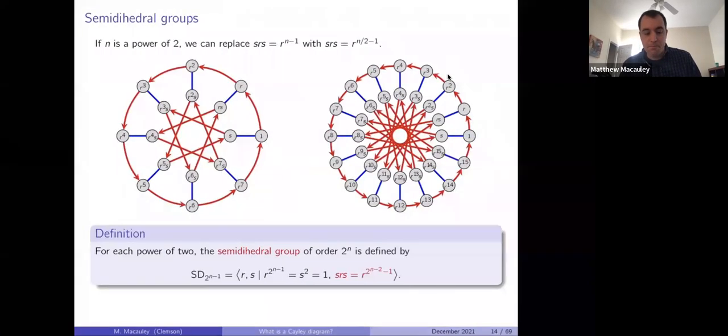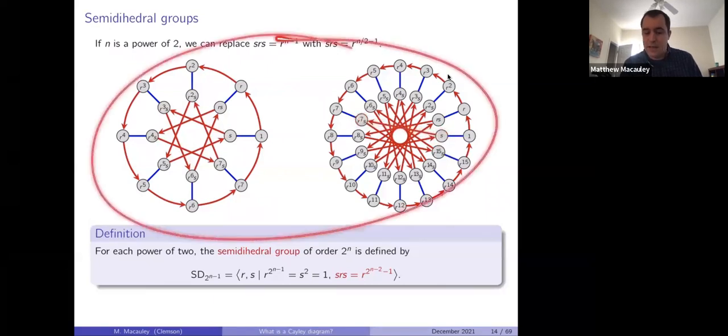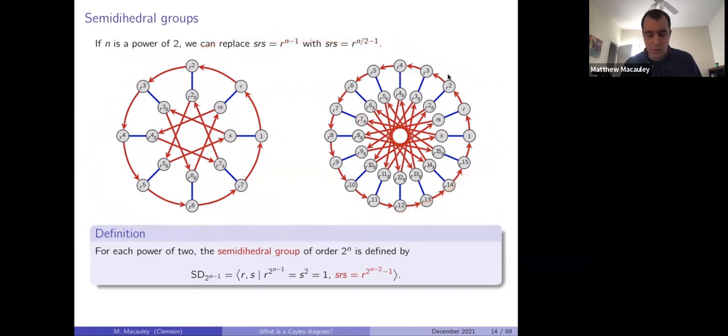Well, one answer is the semidihedral groups. This only works if n is a power of 2, but you go halfway across and then -1 to connect. So the red arrow internally jumps halfway across with a -1 and so forth. And over here, it goes halfway across, -1, takes you to here. And these are Cayley diagrams for the semidihedral groups of order 16 and order 32.